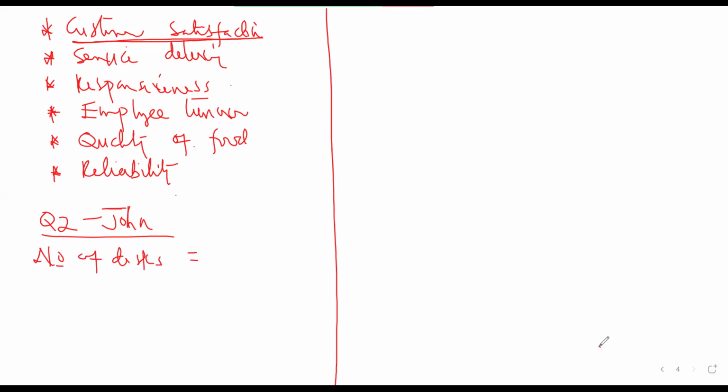1,360. Okay, so that will be 8,160 divided by 6. That will be 1,360 desks, isn't it? Okay. So from here, we can do our sales budget. Yes. Very simple.